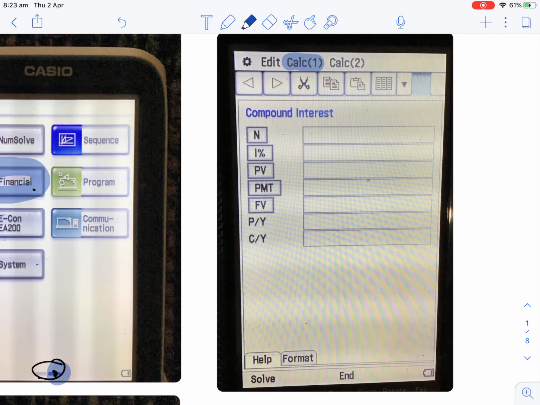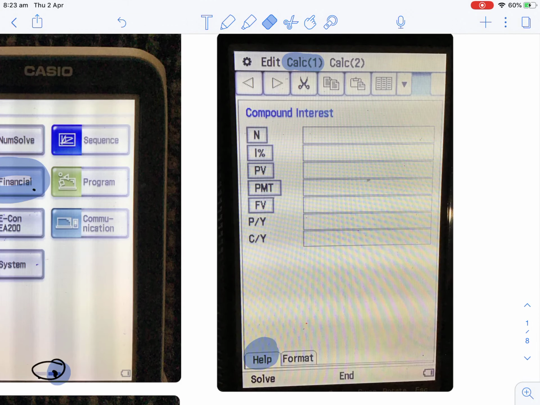Now the trick is to work out what each of these little buttons mean. What you'll notice is at the bottom of the screen there's a help button. So if you place your cursor inside any of these cells and then tap on that help button, it will come up with a little explanation of what each of the things are, but sometimes people still get a bit confused, so I'm going to run through those with you.